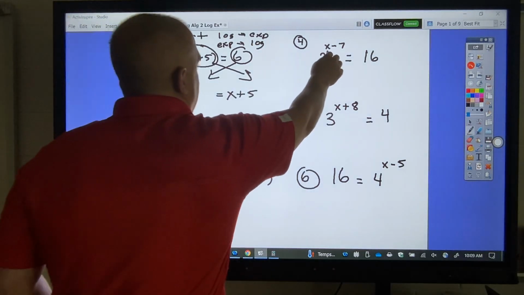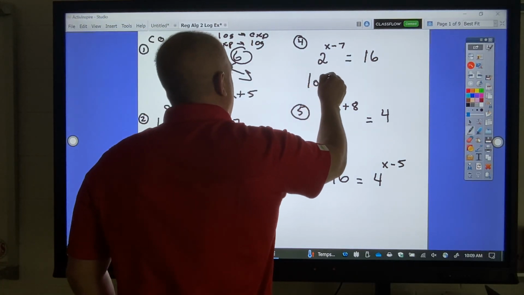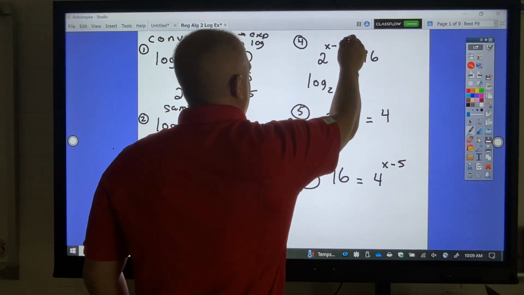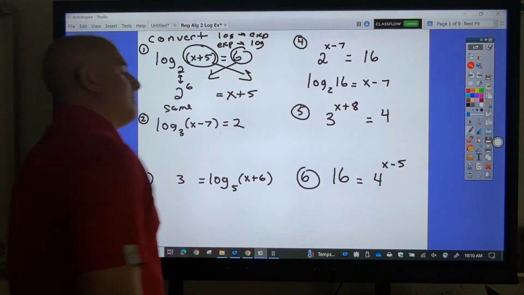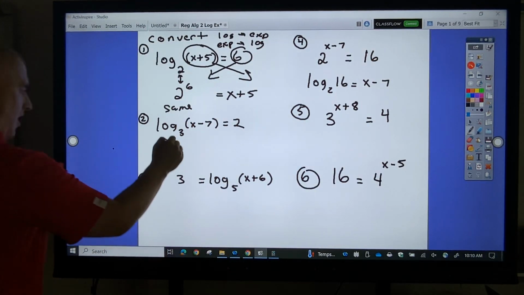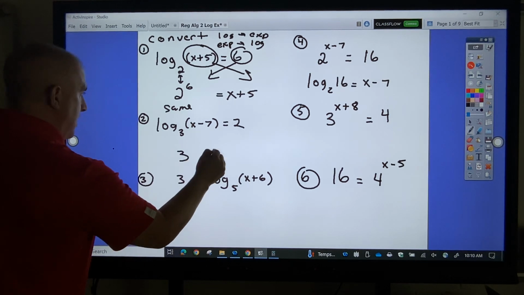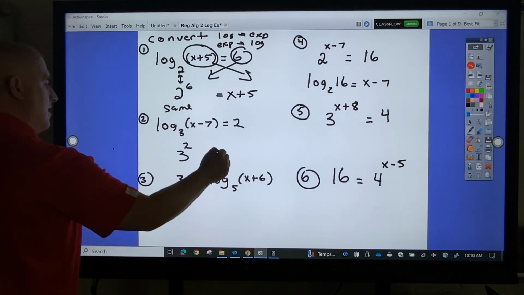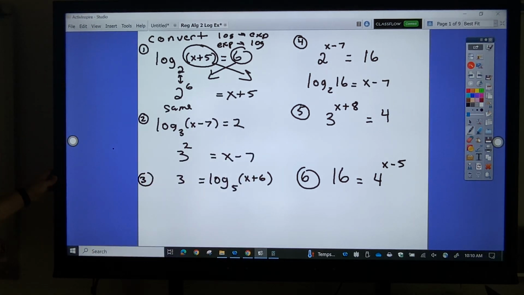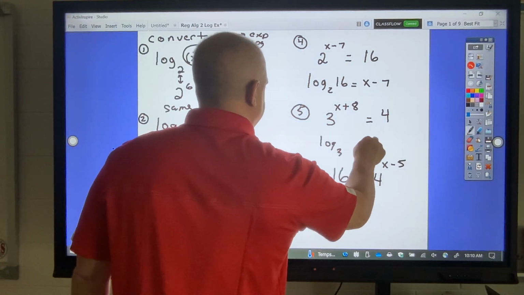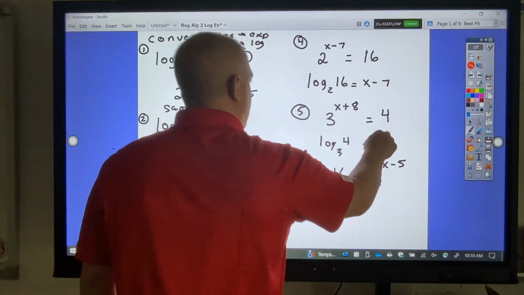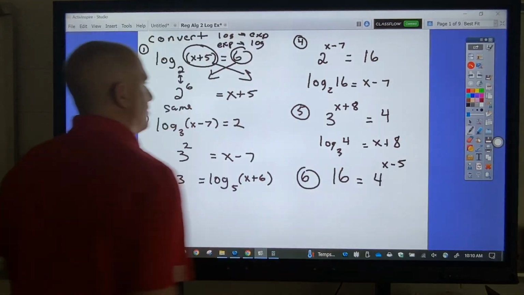Okay, so for this exponential, I would make this log base 2 equal sign. This x minus 7 and 16 goes here. On this one, I got 3. Okay, the 2 comes over, x minus 7 goes this way. Okay, on this one, I got log base 3. The 4 comes over, x plus 8 goes over to the other side.